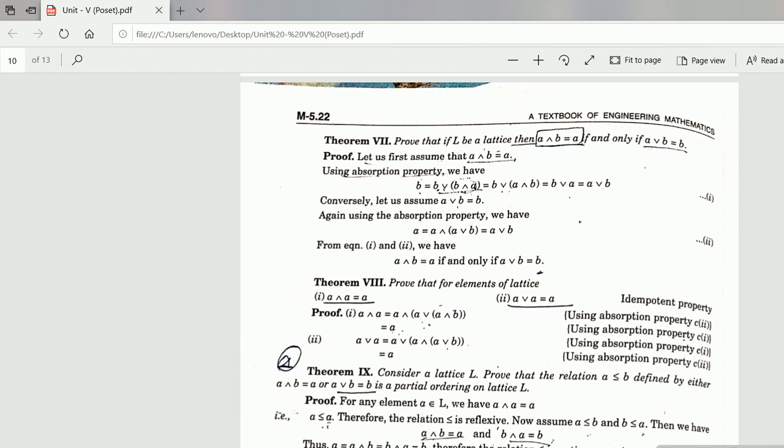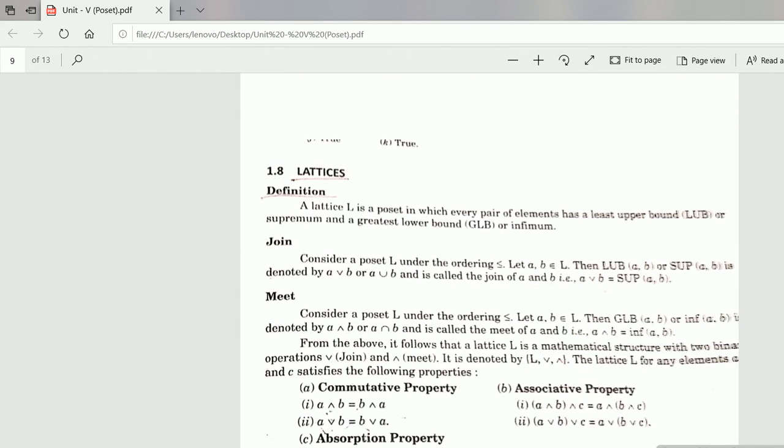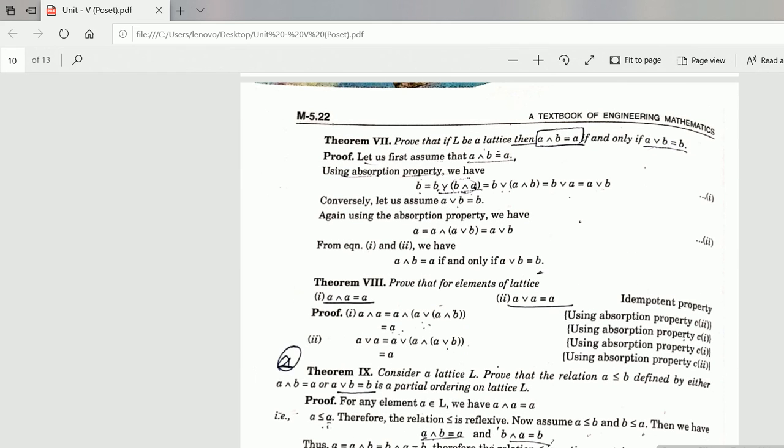Now the theorem: prove that if L is a lattice, then A meet B is equal to A if and only if A join B is equal to B. Let us prove it. What does it mean? When the arrow points down we use meet, and when it points up it is join. So let us first assume that A meet B is equal to A.